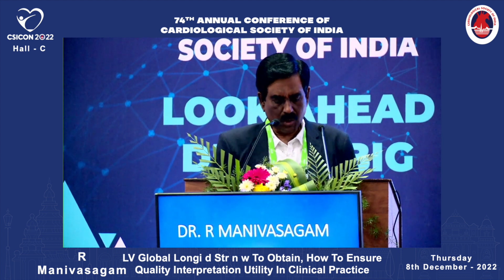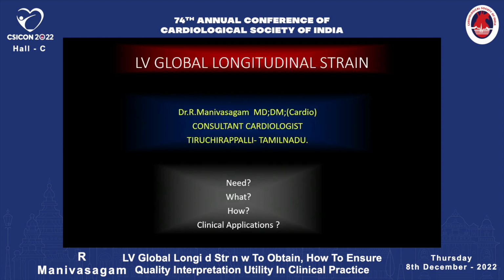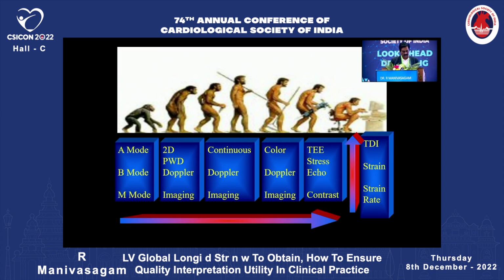LV global longitudinal strain. First of all, what is the need for LV global longitudinal strain? This is the evolution of echocardiography: M-mode, 2D, pulse Doppler, continuous wave Doppler, color Doppler, TEE, stress echo, contrast, all these things. We can tell ejection fraction, mean gradient, peak gradient, left to right shunt, and some regional wall motion abnormality. What is the need for strain?